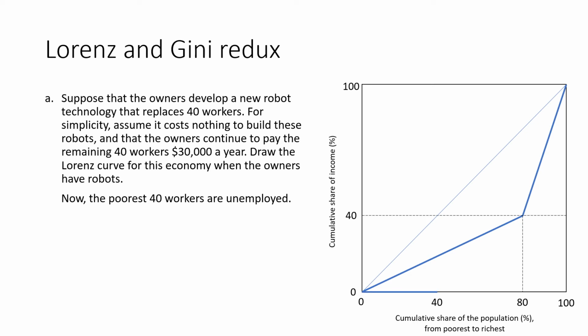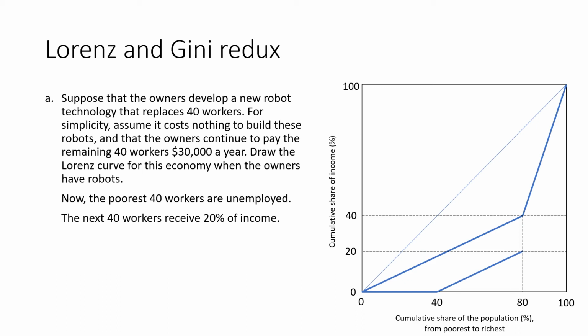For the first 40 workers, it's completely flat, telling us that the poorest 40% of the population collectively get 0% of the market income. The next 40 workers are now going to receive 20% of all the income, rather than the 40% that the poorest 80 got before, right? So the idea here is that the Lorenz curve is going to have exactly the same slope it had here, right? But now it's only 40 workers that get that $30,000 a year.